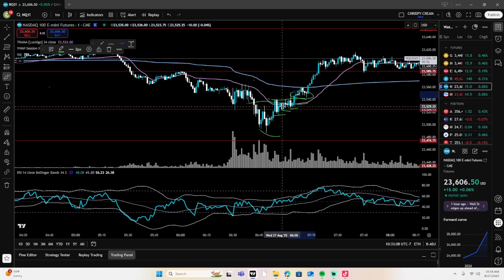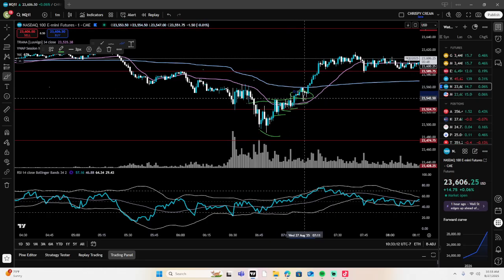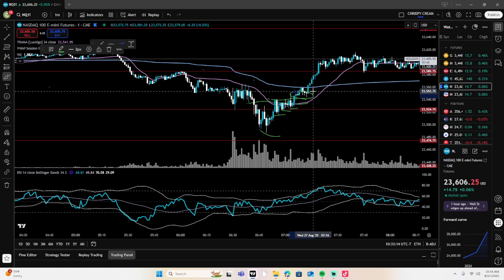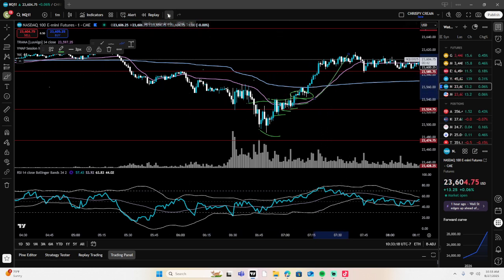I tried playing this one. I sadly never got filled. It literally just edged me every time. I was slowly moving my entry up, and I never got filled on this one. And then this whole move happened without me, so I missed that one sadly.